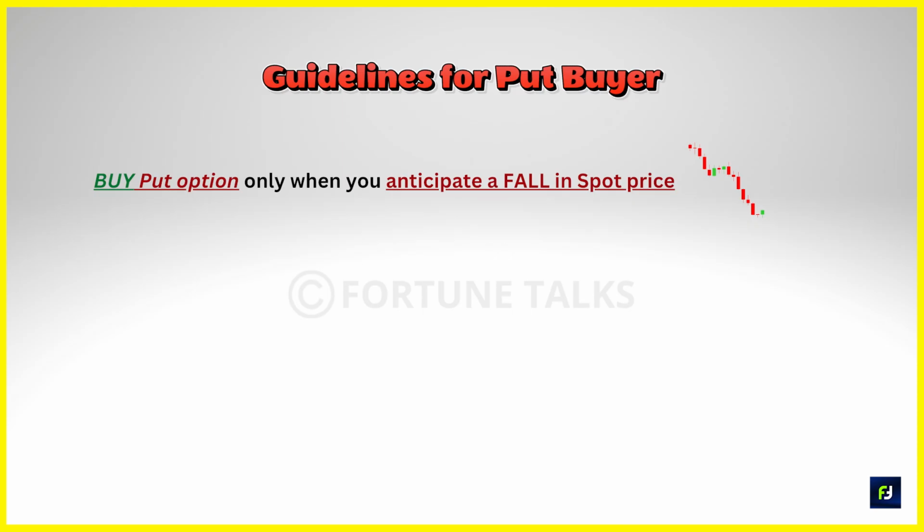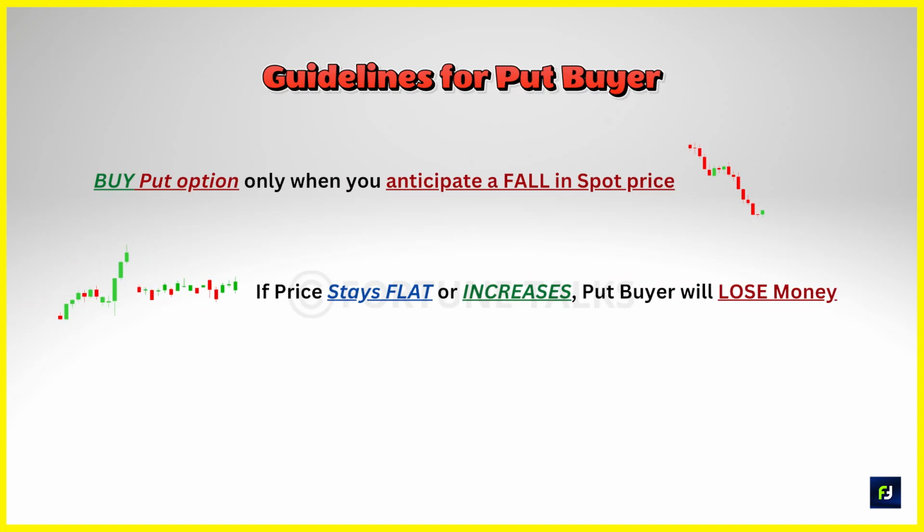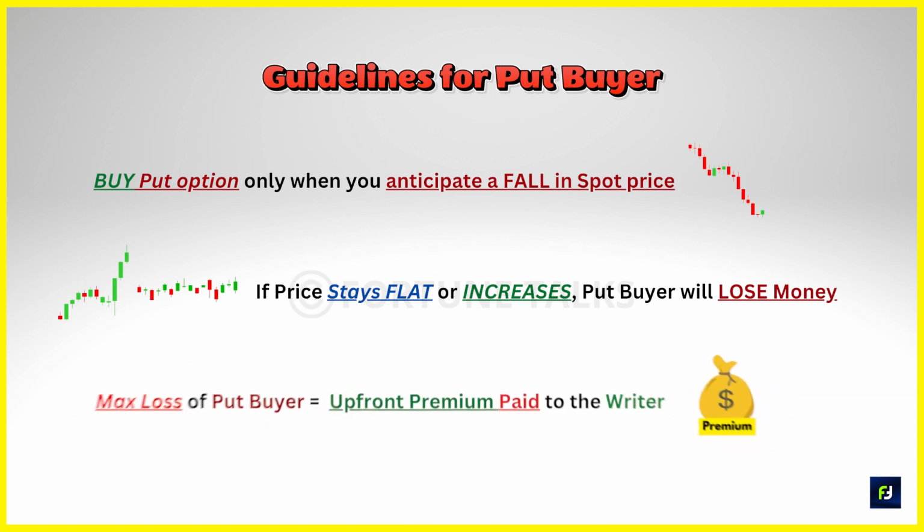So the basic guidelines to keep in mind with put options from a buyer's perspective are the following. It makes sense to buy a put option only when you anticipate that the price of the underlying asset will decline. If the underlying price stays the same or increases, the buyer of the put option will incur a loss. The amount of money the buyer of the put option would lose will be equal to the premium paid to the seller or writer of the put option.